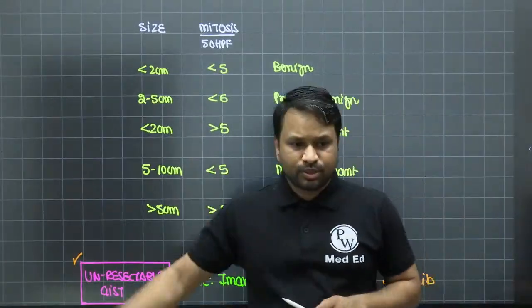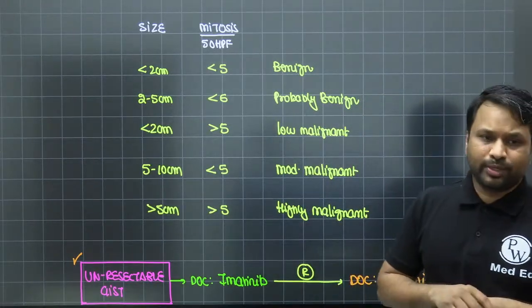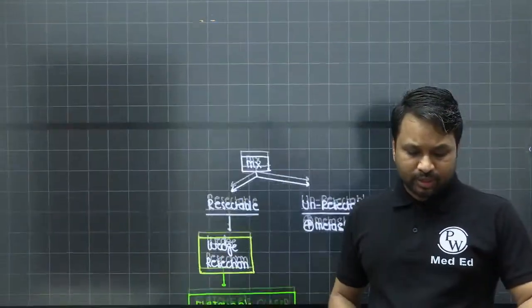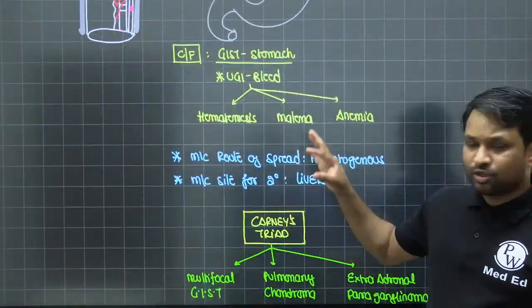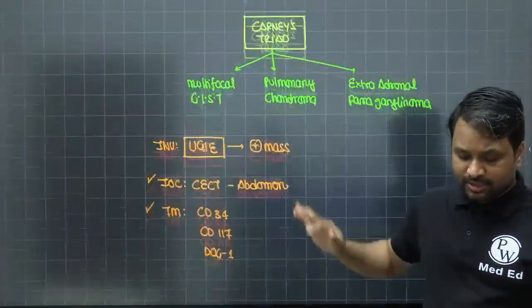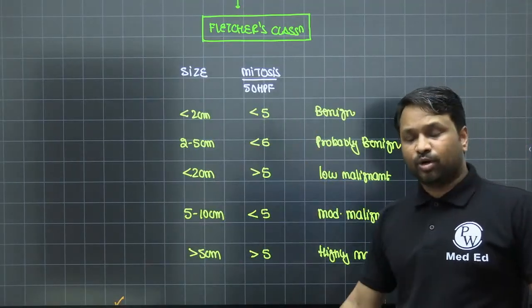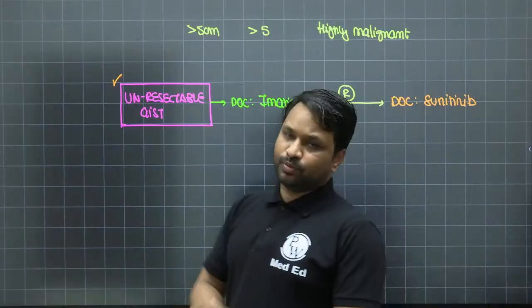This was a small component that I wanted to do today. We'll resume back tomorrow with carcinoma stomach. So we quickly revise the entire component of GIST. Remember, from where does it usually arise? It is hypervascular. It is going to present to you with upper GI bleeds. Carney's triad in GIST is important. Fletcher's classification is important, which tells you whether it is benign, borderline, or malignant. And if it is an unresectable GIST, what is the drug of choice?